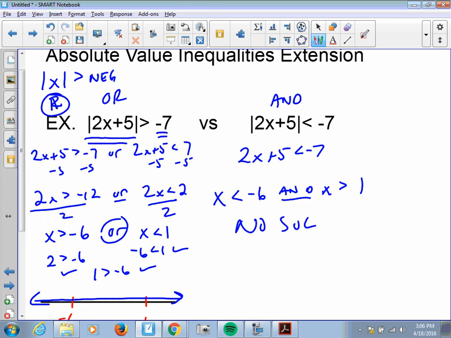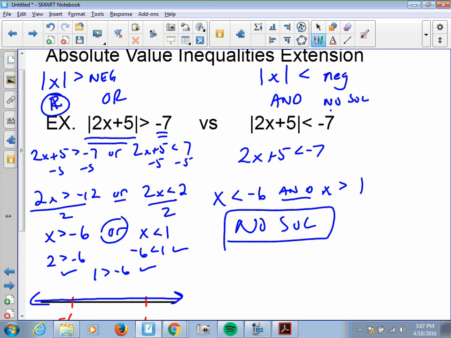And the same thing goes here. If the absolute value of something is less than a negative value, okay, if that's the case, you are going to have no solutions, always. Okay? Because it's impossible for a positive to be less than a negative. Just some number theory there as we go. That's one piece we want to go over.